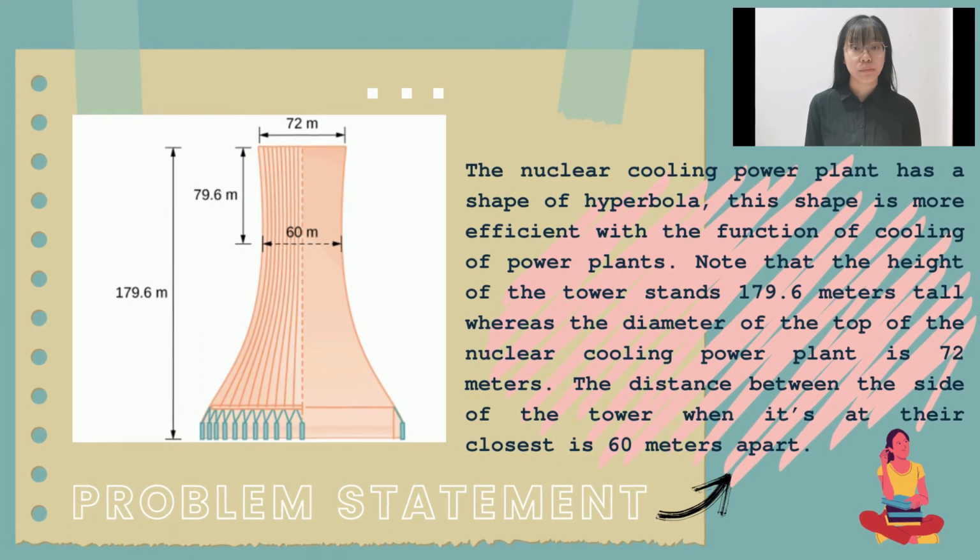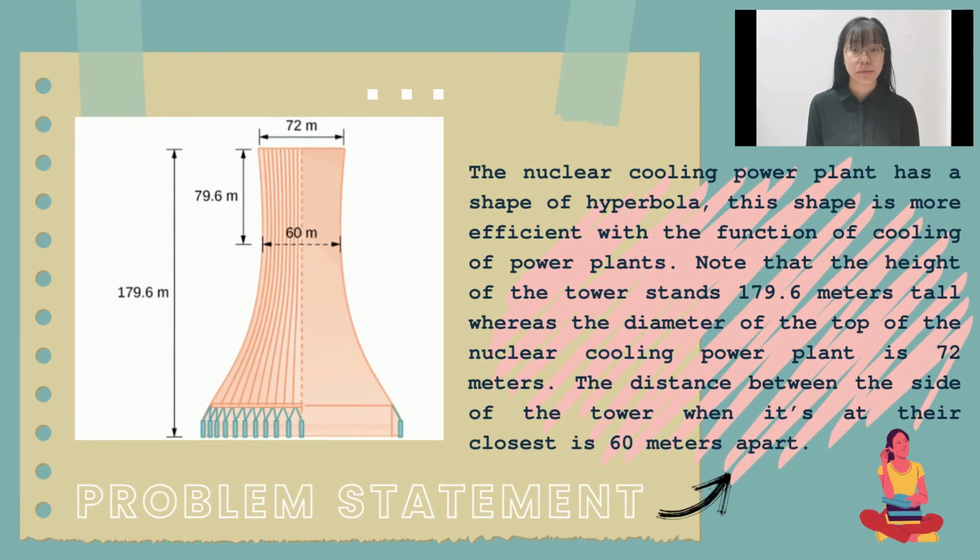Now I will present the problem statement of the application of the hyperbola. The nuclear cooling power plant has the shape of a hyperbola. This shape is more efficient for the cooling function of power plants. Note that the tower stands 179.6 meters tall, whereas the diameter of the top of the nuclear cooling power plant is 72 meters. The distance between the sides of the tower at their closest is 60 meters apart.